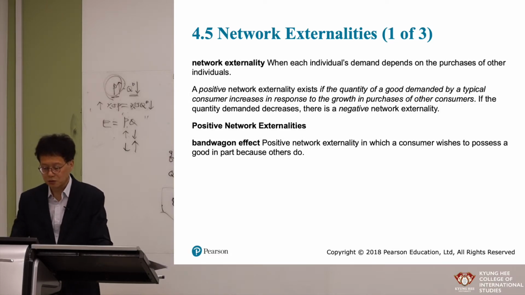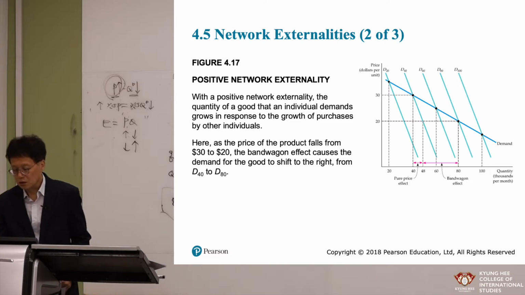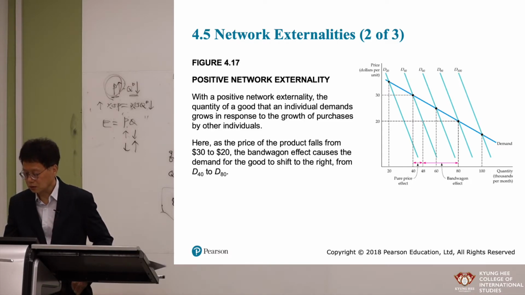So first, positive network externalities, which is the bandwagon effect. A positive network externality in which a consumer wishes to possess a good in part because others do. That is the bandwagon effect. Now think about this. The demand curve is now here, right? So at price $30, demand is 40. Price decreases to $20, then demand is 48. So the pure effect is 8.